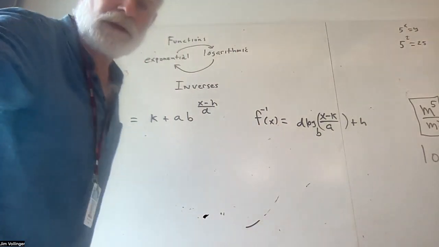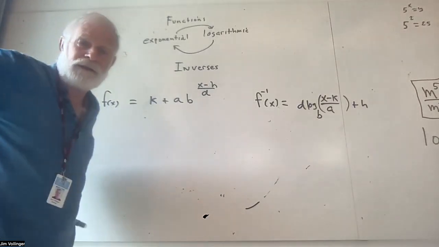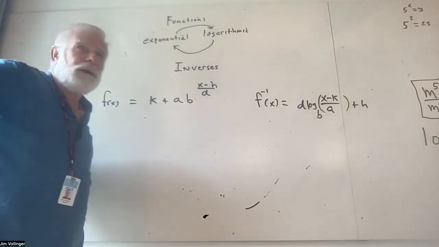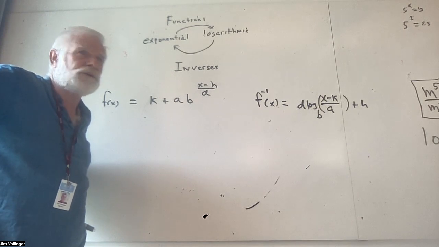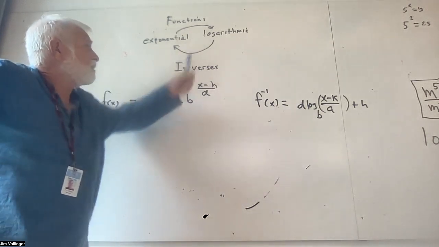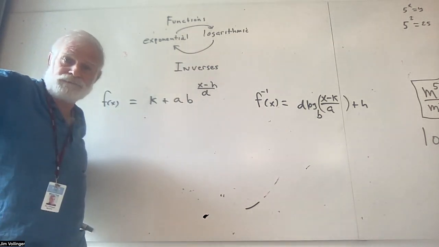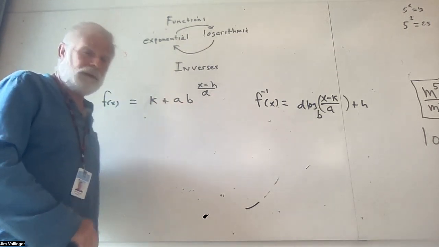I put things on the board instead of me generating them organically. I've thought about the process here and put all kinds of things on the board, so they're already there for us. Exponentials and logarithmic functions are inverses. Time to amount, time to quantity, quantity to time. Okay.